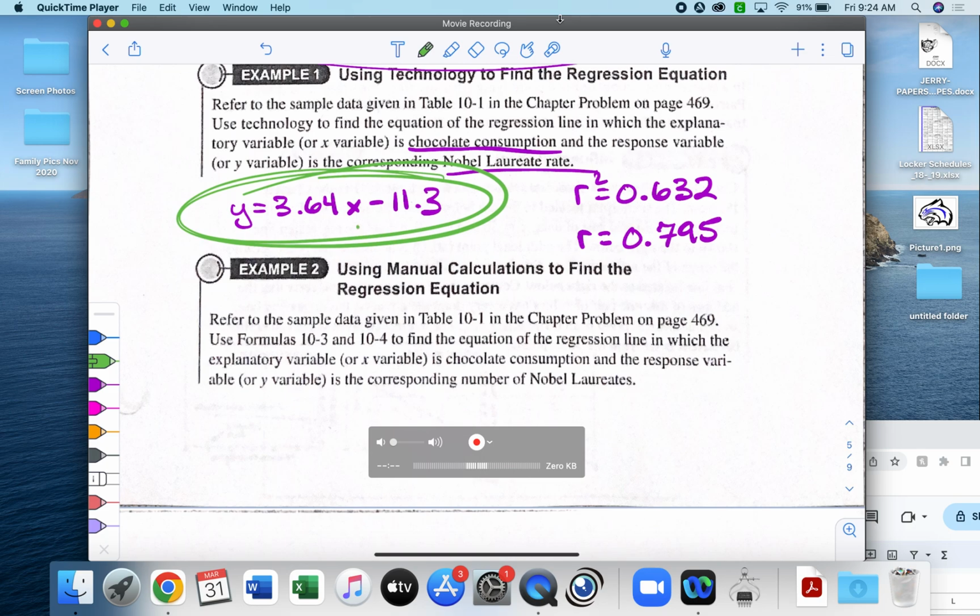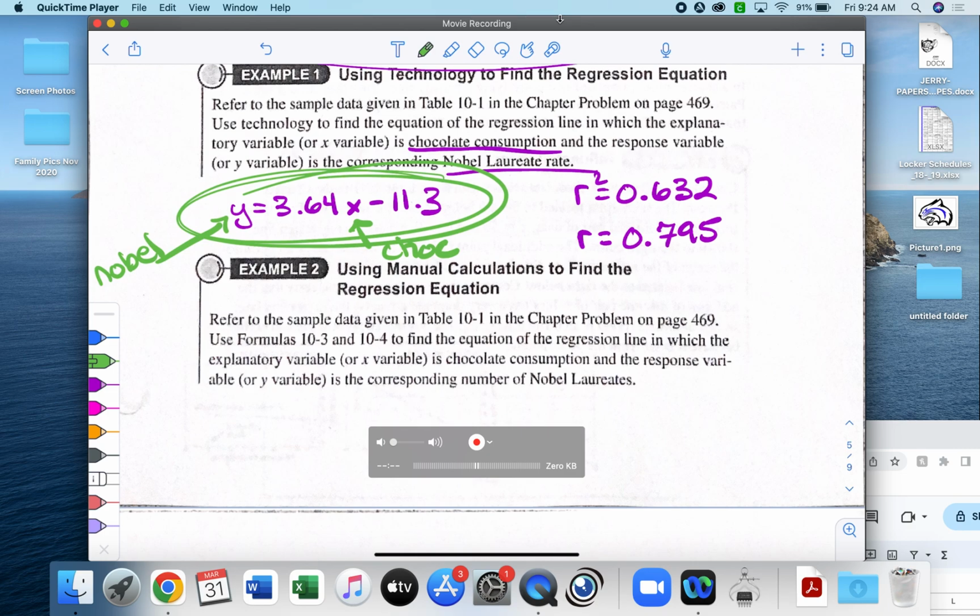Okay, X has to do with the chocolate, and Y is the Nobel laureate rate, okay? So, just so that we are clear, that's how that works. Okay? All right. Example 2. Refer to the sample data given.